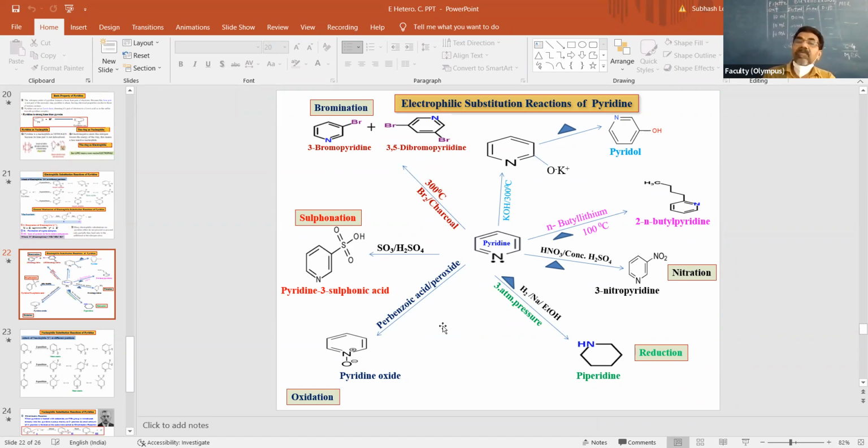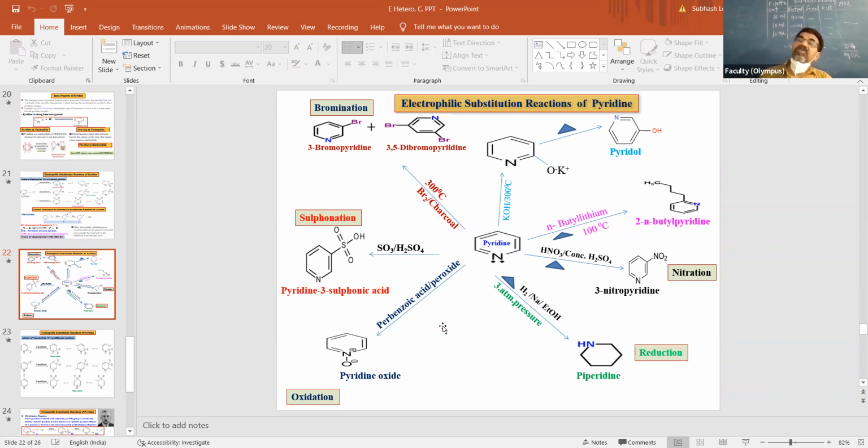Okay, and then one unique reaction is with potassium hydroxide, KOH, to obtain the pyridol. This will be asked in the examination as an MCQ. Pyridine treated with potassium hydroxide, what will the product be, or how will we obtain pyridol? Pyridol is pyridine with an OH at the 3 position, so that is called pyridol. So these are the only 2 unique reactions which can be shown.